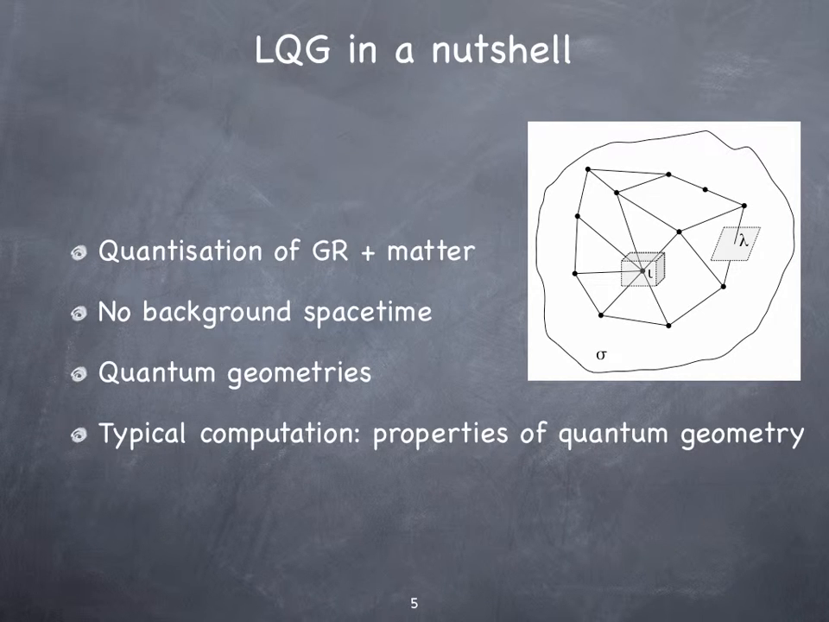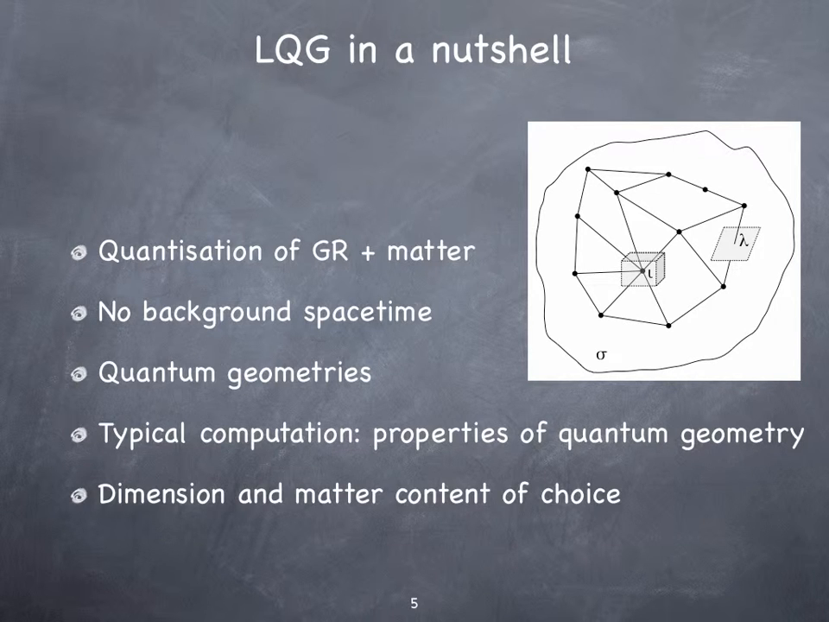So a typical computation then would be, for example, to compute the properties of these quantum geometries, for example, compute the spectra of volumes or areas, or also to compute certain transition amplitudes between two quantum geometries. And the quantum geometry here I would just refer to a state in the Hilbert space, which is labeled by such a graph with the quantum numbers, which you can roughly interpret as some sort of discrete geometry. And then you can, for example, compute the transition amplitude between one such geometry with another such geometry.